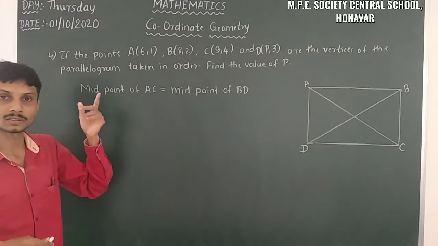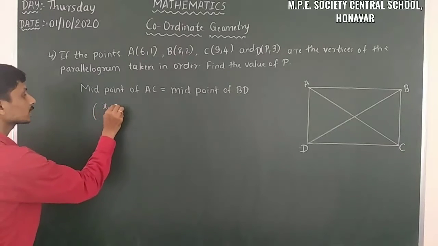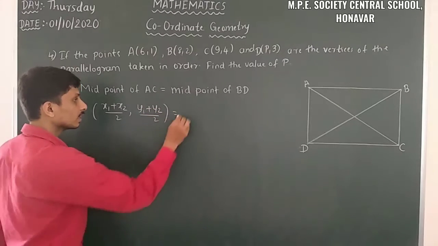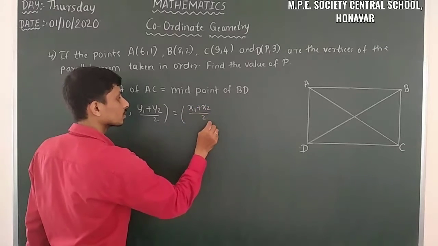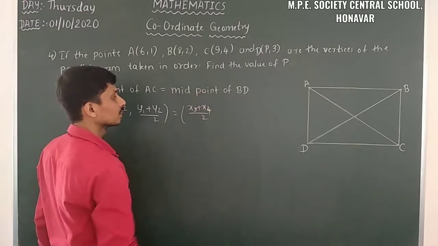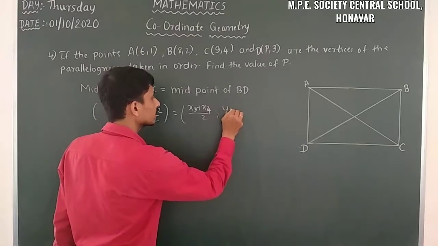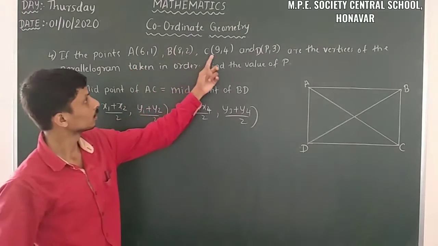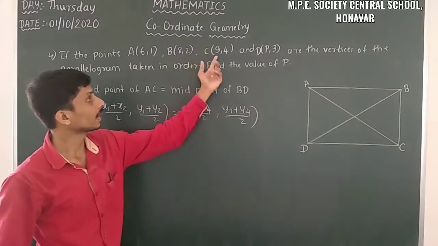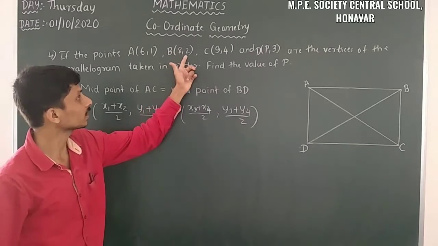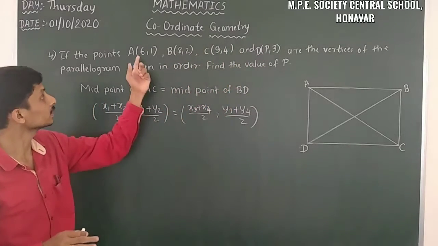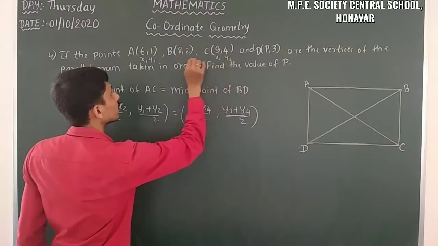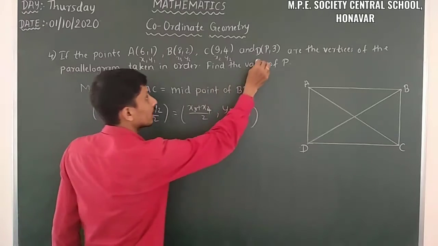So here just observe the midpoint of AC. What is the midpoint formula? The midpoint formula is (x1 plus x2) by 2, (y1 plus y2) by 2. For BD it is also (x3 plus x4) by 2 and (y3 plus y4) by 2. For AC, it means x1, y1 and x2, y2, and for BD it is x3, y3 and x4, y4. So let us take x1, y1, x2, y2, then x3, y3 and x4, y4.